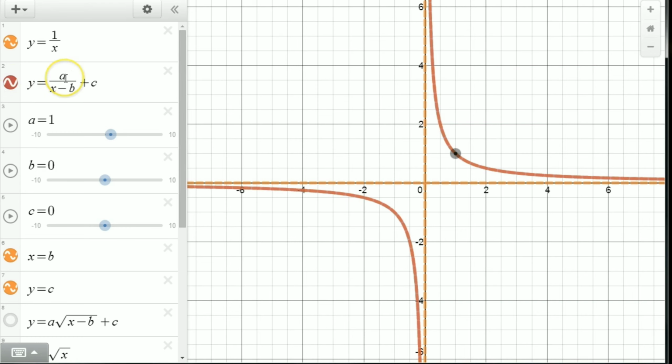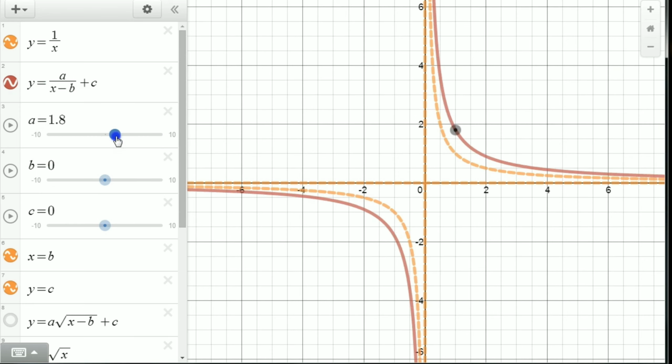Let's see what happens as I change a. A has the effect of changing the shape, so it makes it fatter and thinner in layman's terms. We'll also see what happens to this point (1, 1). In the original graph, x equals 1 gives us y equals 1 over 1, which is 1. In the power form, we have y equals a over x minus b. At the moment, b is 0, so it's a over x. Let's see what happens to this point as I change the value of a.